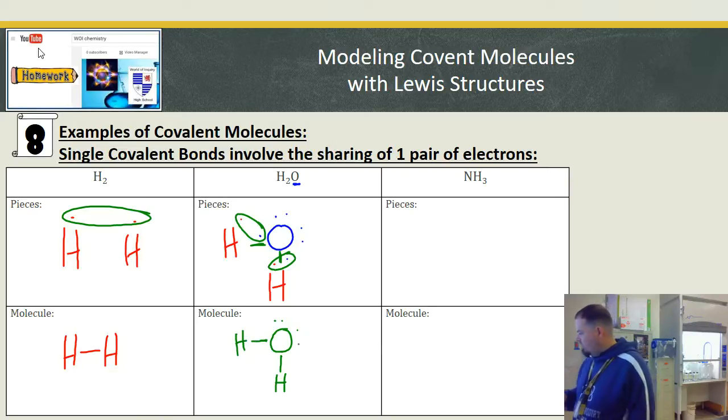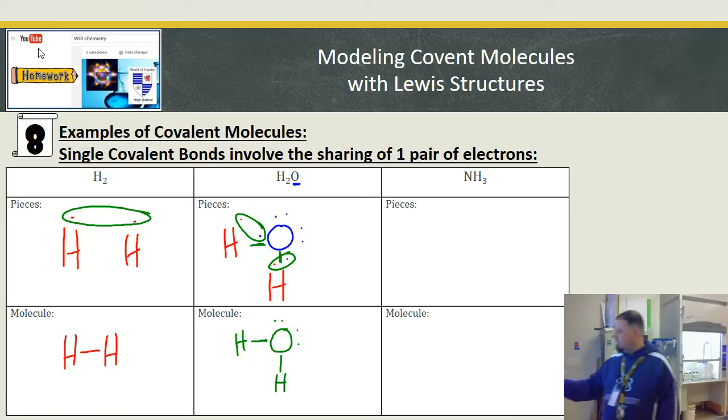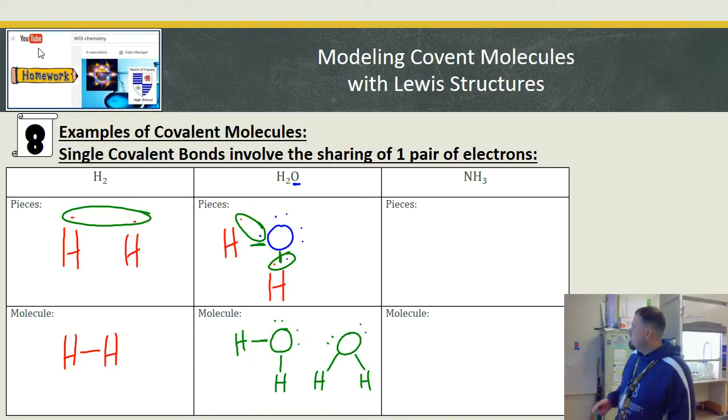Bring in my lone pairs. That is a little bit neater version of water, and it's important that we draw it that way. A lot of times you'll see it kind of turned like this with the O with the H's down. Notice it's the same thing, just rotated. Okay, either one is correct.